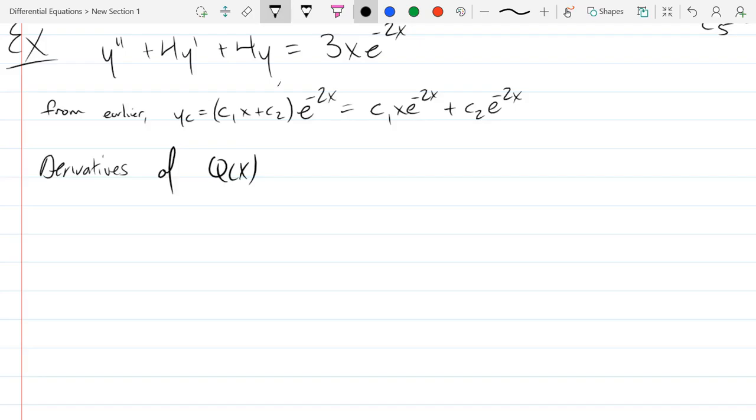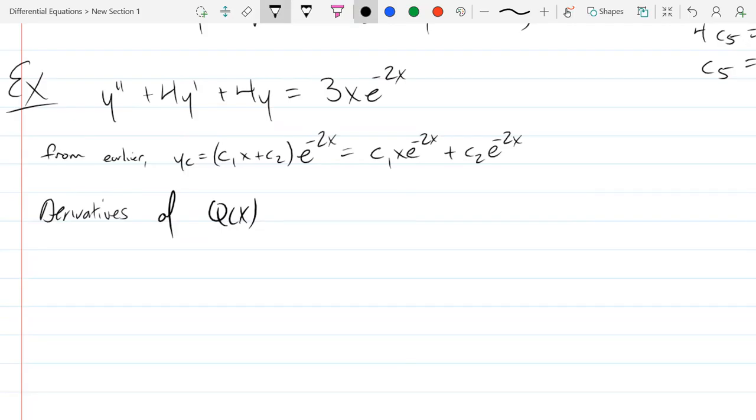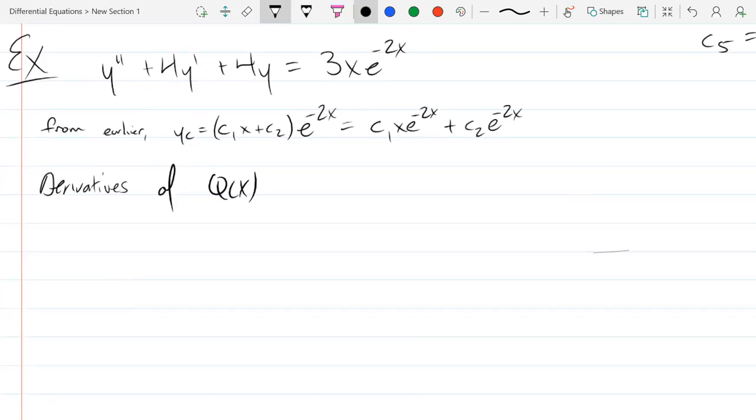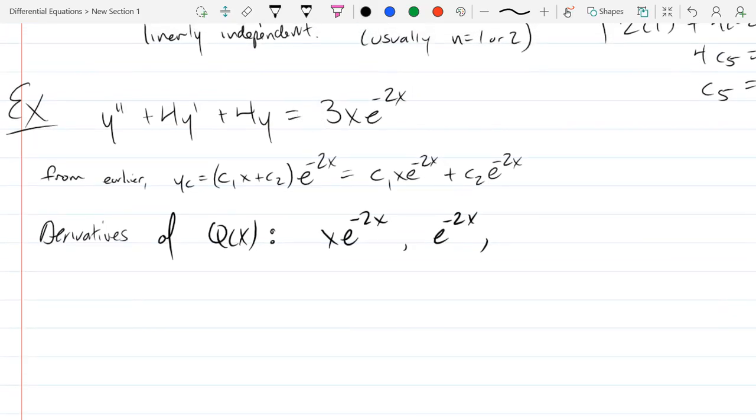So we're looking at derivatives of q of x. This one was chosen because for our original solution, we wouldn't have to recompute that one. So I chose on the left side the same problem, just change the q of x to a different function. So all our derivatives of q of x. So can I be lazy and just write out derivatives as x e^(-2x), e^(-2x)?